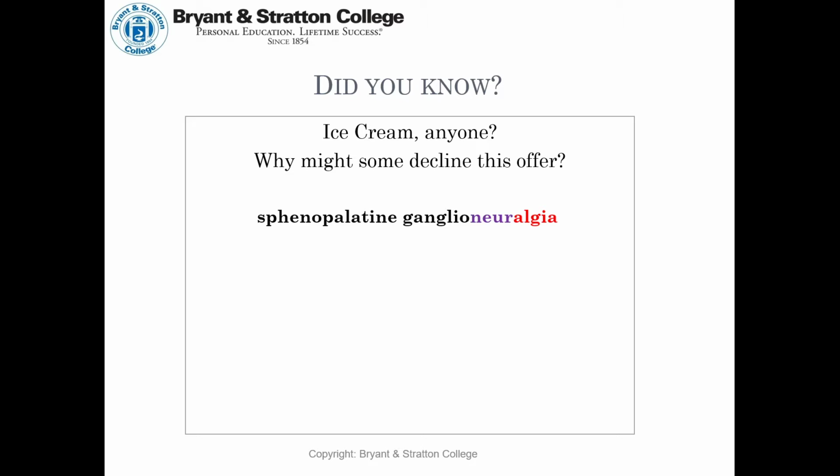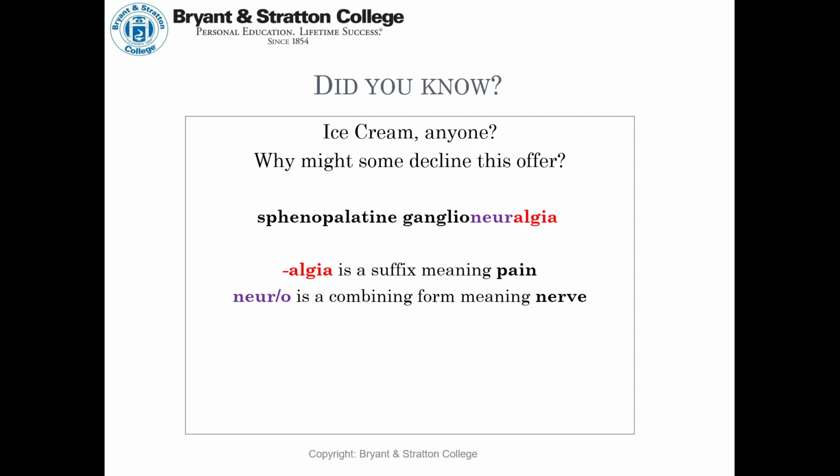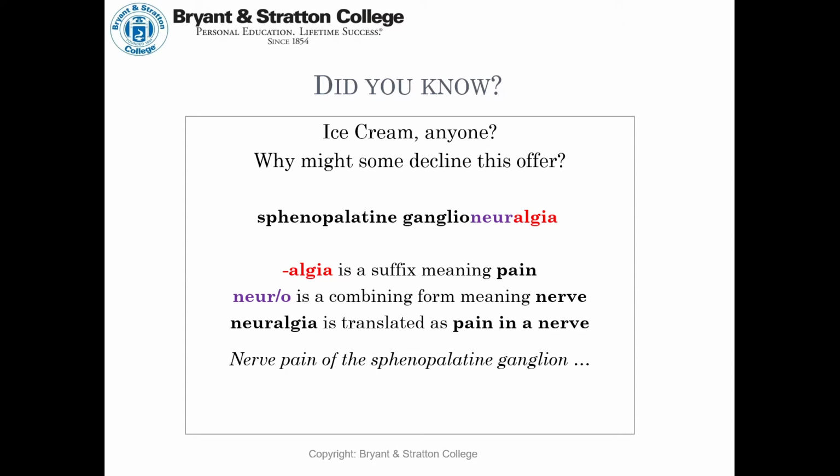So think about it. Break the term down. Algia talks about pain. Neuro is nerve. Neuralgia is pain of the nerve. So nerve pain of the sphenopalatine ganglion. And remember, ganglions are just clusters of nerves. And the sphenoid bone is a bone of the skull, and the palatine is also another bone of the skull. So the sphenopalatine ganglion is literally a ganglion that's next to the sphenopalatine. It's brain freeze.